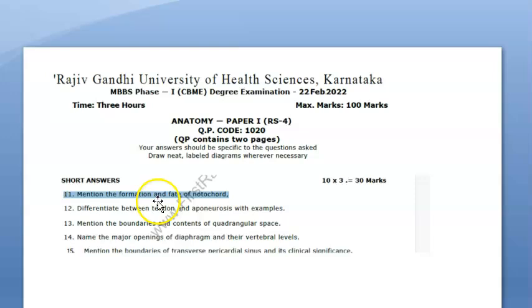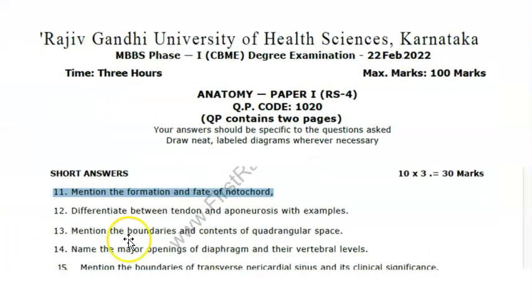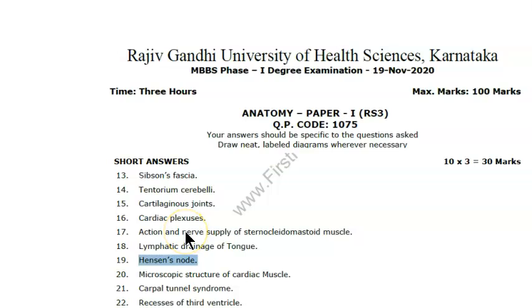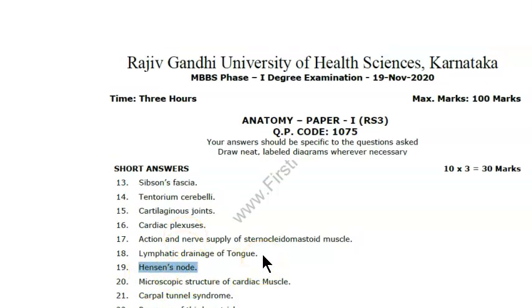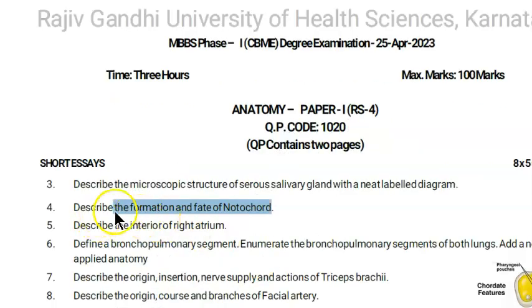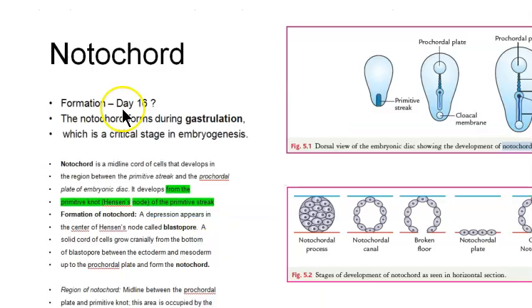Next question. Mention the formation and fate of notochord. From where is this notochord formed? So it is formed by from that Hensen node. Okay. These are some terminologies which may come as a question in the exam. See, Hensen's node they have asked. Means what? Notochord only they want you to explain. See, notochord has been asked so many times. Even in this paper they have asked the formation and fate of notochord. So around day 16, the notochord forms during gastrulation, which is critical stage in embryogenesis. Basically, from where is it forming?